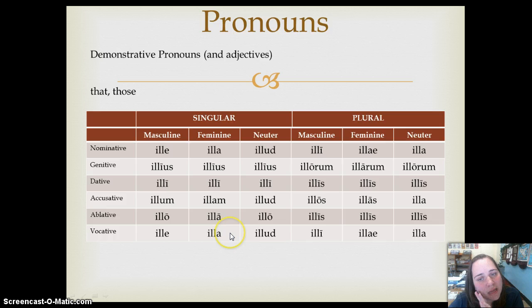Now, from there on, I'm not really going to go through the entire declension because it mostly follows the second declension pattern. Notice that the genitive of demonstrative pronouns, and actually many, many pronouns, is going to have an -ius ending in the masculine, feminine, and neuter. And a long i ending in the dative singular masculine, feminine, neuter, okay?